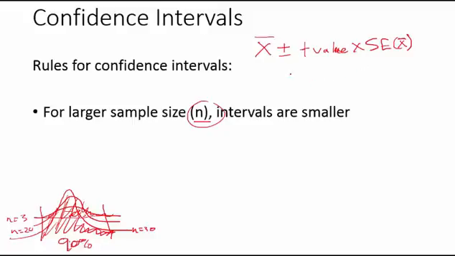Well, remember, standard error of x is defined by sigma over the square root of n. What happens to this value as n gets larger? Well, as n gets larger, square root of n gets larger, so we're dividing by a larger and larger number. That means the standard error is becoming smaller and smaller.